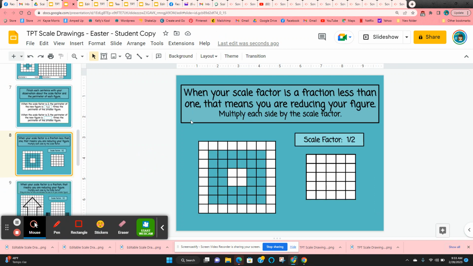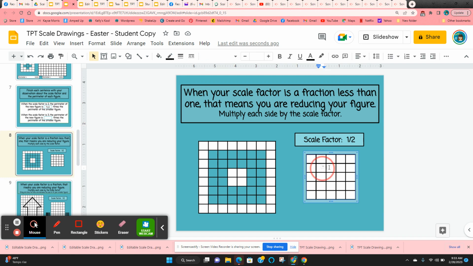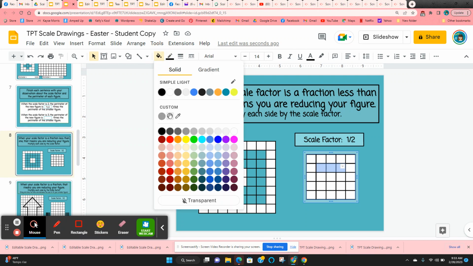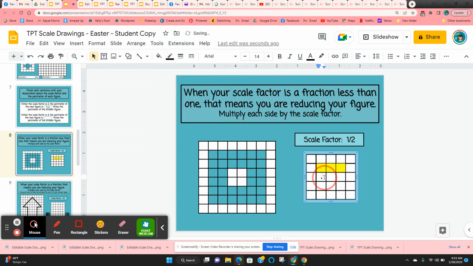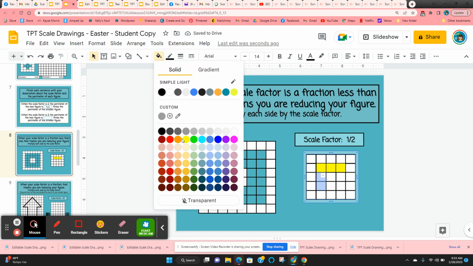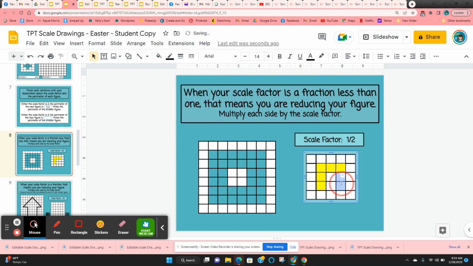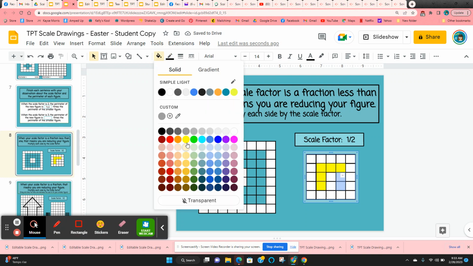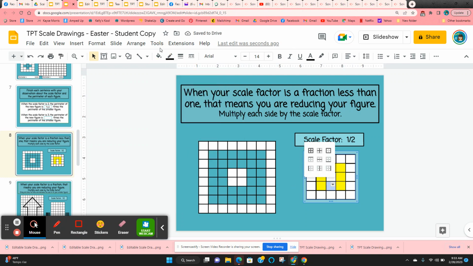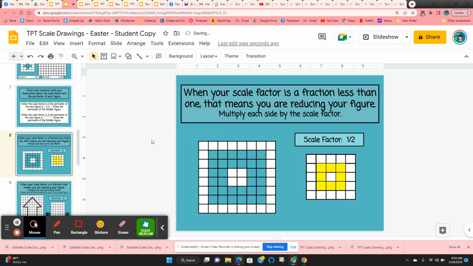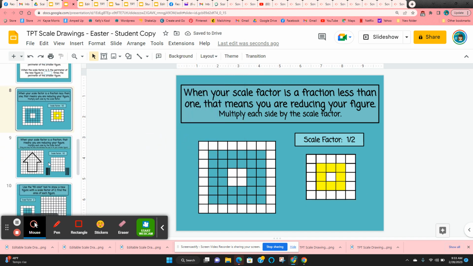Now they get to slide 8. Now they're going to be decreasing their figure. If the scale factor is a fraction less than 1, that means the new figure is going to be smaller. If the scale factor is 1/2, then each side is divided by 2. Again, they can use any color they like. And now they have a new figure that is 1/2 the size of the original.